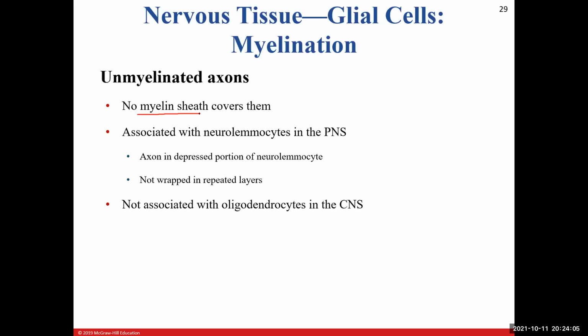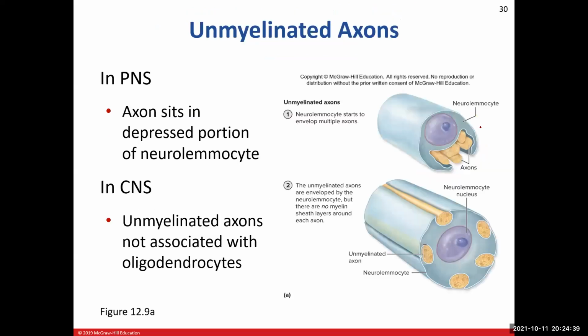Okay, so what we'll see though, with these unmyelinated axons in the peripheral nervous system, those neurolemmocytes won't wrap themselves completely around these axons like they did with a myelinated axon. What we'll see instead is a depression into the cell where the axon is kind of pressed in, but it doesn't wrap itself around like we saw before. Okay, so let me show you some pictures.